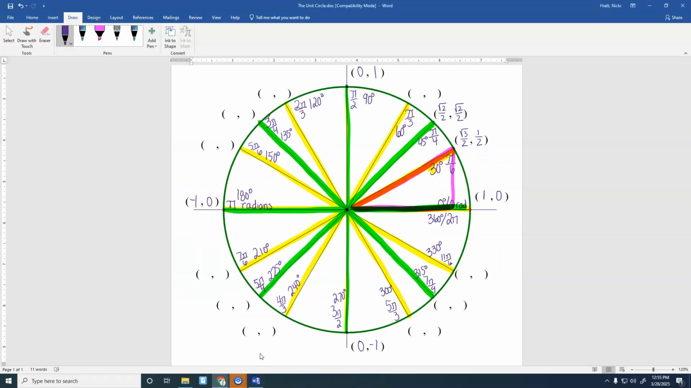So we're going to put that on our unit circle as well. 1/2, square root of 3 over 2. Okay, questions here? All right, you got this first quadrant.